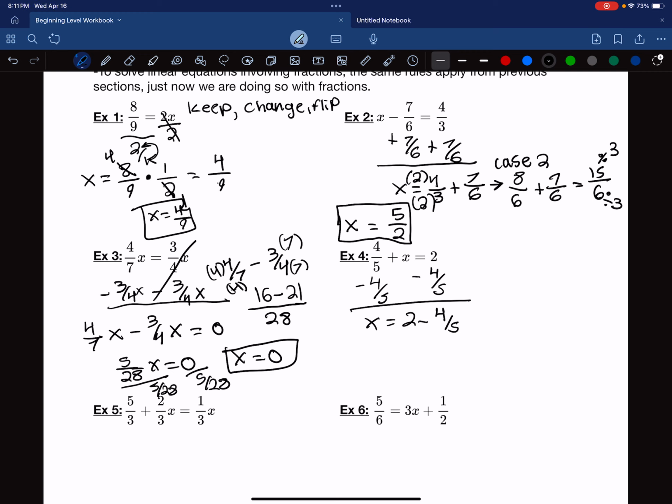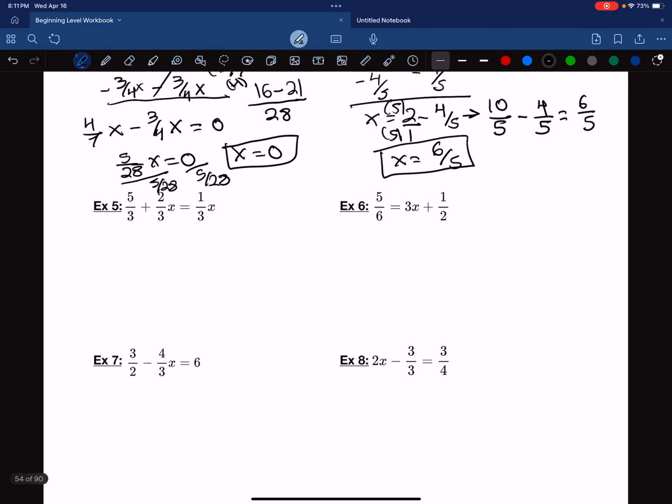Now, because we're subtracting a fraction, we have to find common denominators. So I'm going to put this 2 over 1. And we can multiply both the numerator and denominator by 5 to get our common denominator of 5. So I'm going to write that over here. So 2 times 5 is 10. And then 1 times 5 is 5. I'm going to do minus 4 over 5. So now if we subtract the numerators, 10 minus 4 is 6. So we get 6 fifths. So x equals 6 fifths.